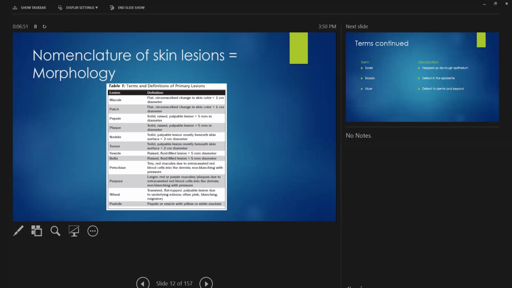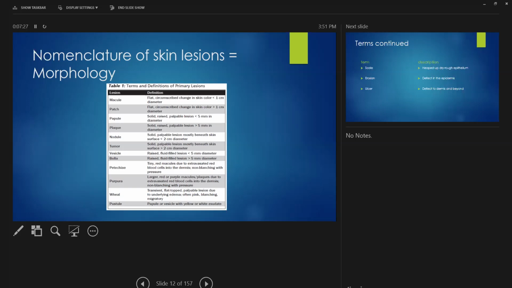A papule is a small pimple-like raised palpable lesion that's less than 5 millimeters in diameter, whereas a plaque is a solid raised palpable lesion that is greater than 5 millimeters in diameter. A nodule is a solid palpable lesion that's mostly beneath the skin surface, less than 2 centimeters in diameter. A tumor is a solid palpable lesion mostly beneath the skin surface that's greater than 2 centimeters.